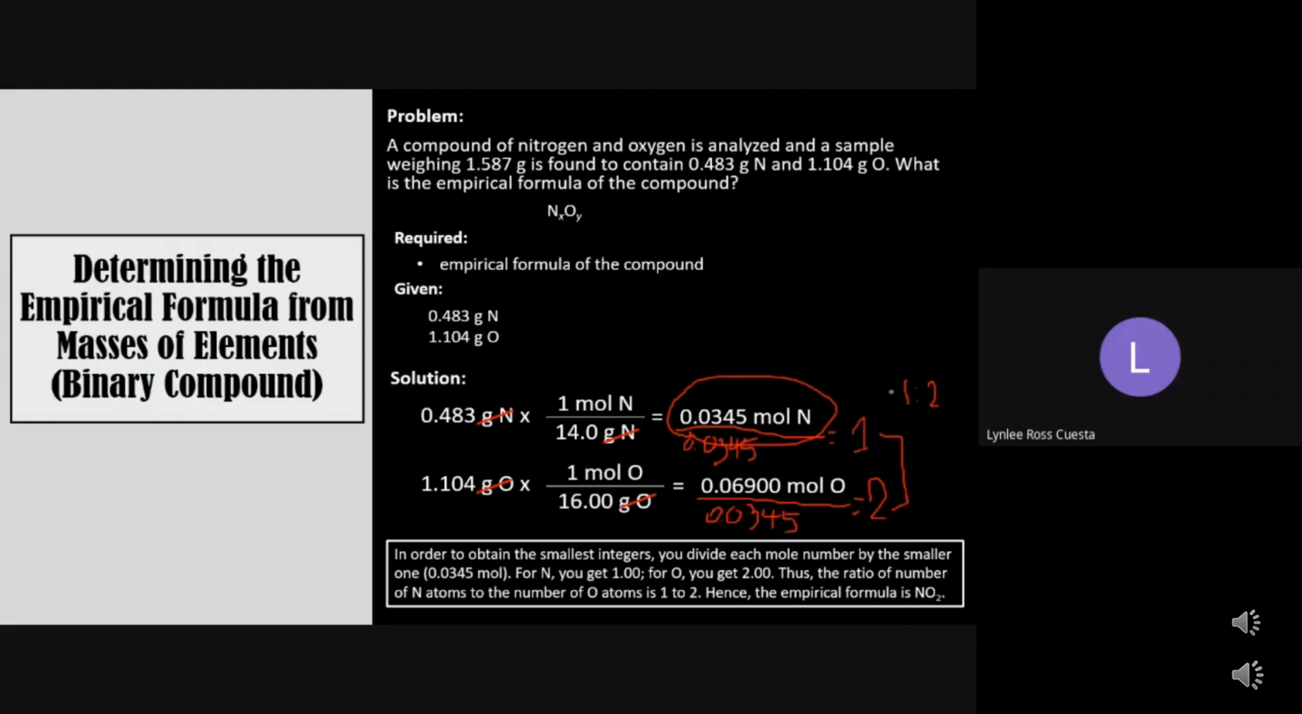Since we already have the ratio, we can write the empirical formula as N1O2. But since we have the subscript of 1 in the nitrogen, you can simply write NO2. This is now the empirical formula of nitrogen dioxide.